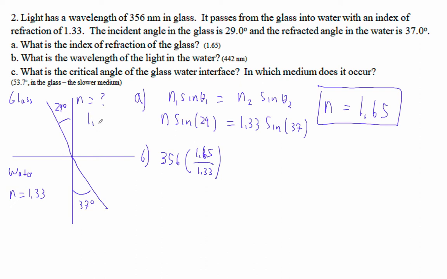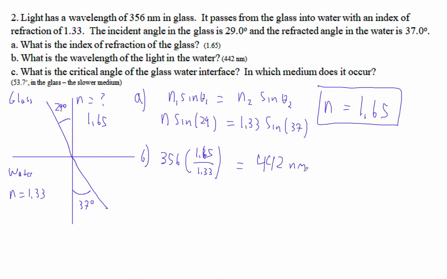This is 1.65, which means it's slower here, it's faster here. So as it speeds up, it's like cars on the freeway, they get farther apart. Okay, so this is the way I would do it. So let's see, 356 times the answer I just got divided by 1.33, and I'm getting 442 nanometers.